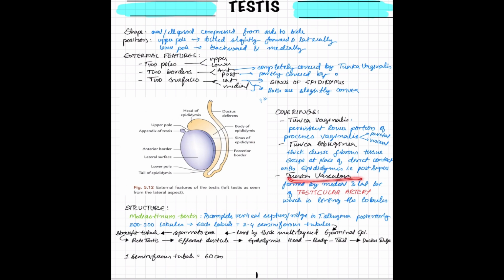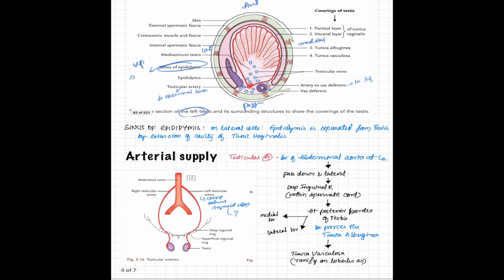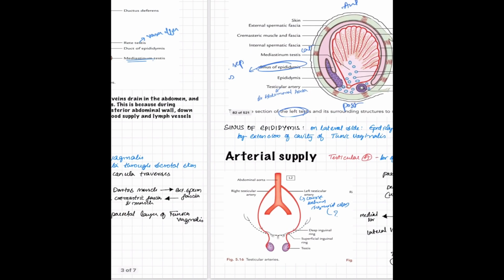And now next is the tunica vasculosa, formed by the medial and lateral branches of the testicular artery. Vasculosa means vessels, no? So it is formed by the testicular artery lining the lobules. Here you can see this is the testicular artery, dividing into lateral and medial branches and anastomosing, giving arterial branches. Now you see, the structure is named as it is covering the testis. We have named that as tunica vasculosa.